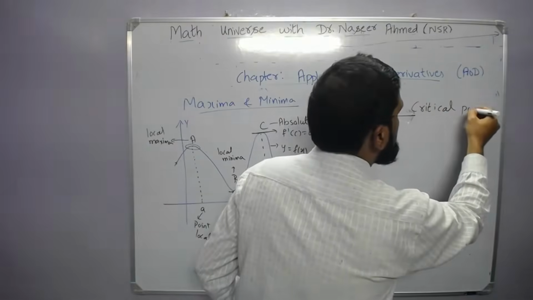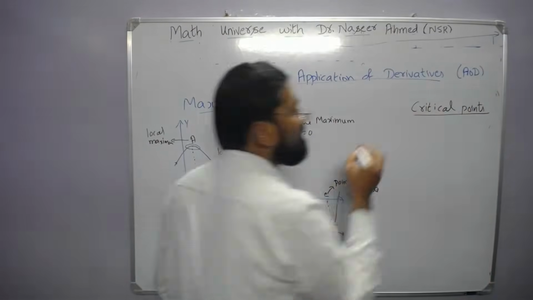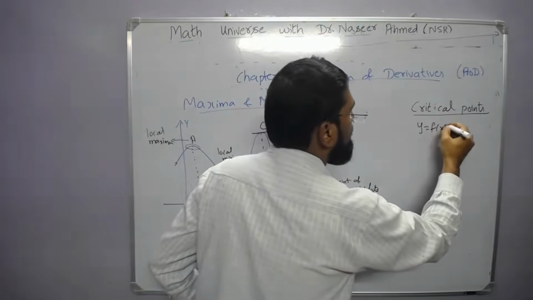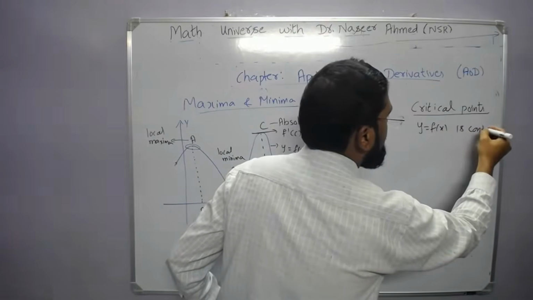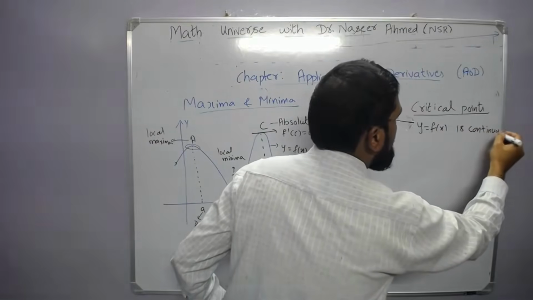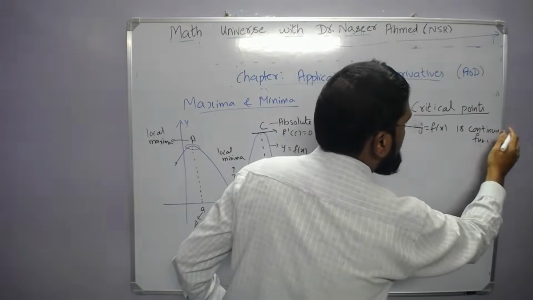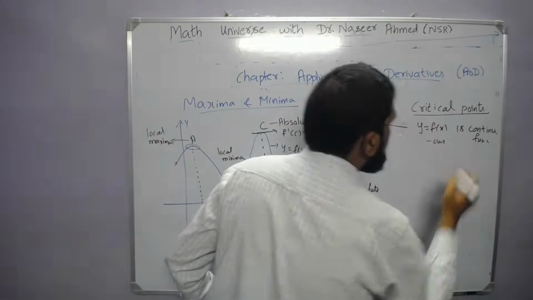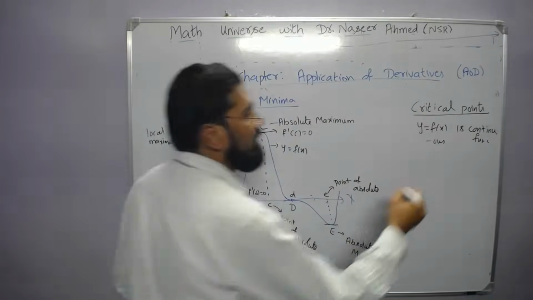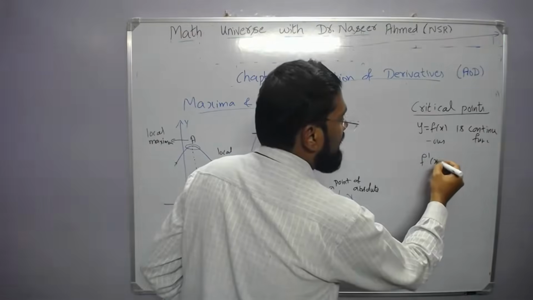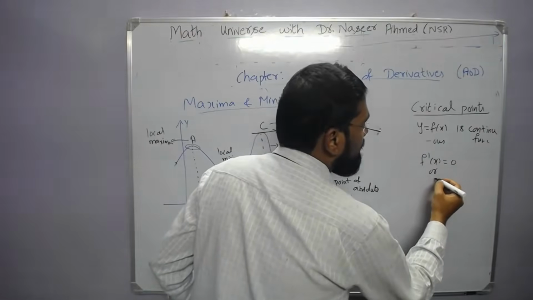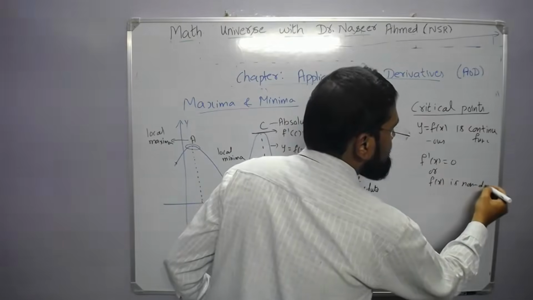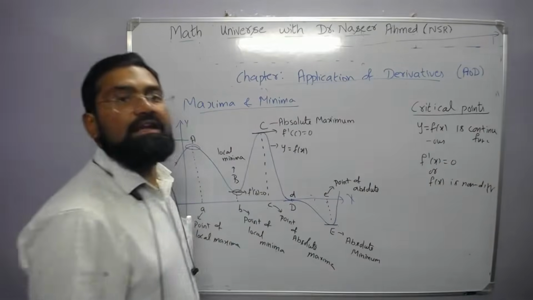What are critical points? If f of x is a continuous function, if y equal to f of x is a continuous function, then either f dash of x is equal to 0 or f of x is not differentiable. Only for those points we call the critical points.